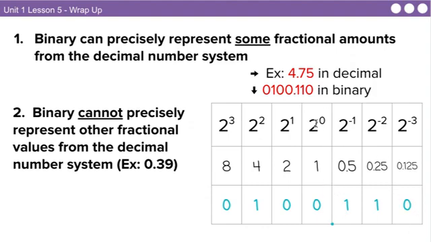Our flippy-do, this is the only part of the flippy-do that we use, but you could go even smaller. The second point: binary cannot precisely represent other fractional values from the decimal number system, and an example of that is 0.39.